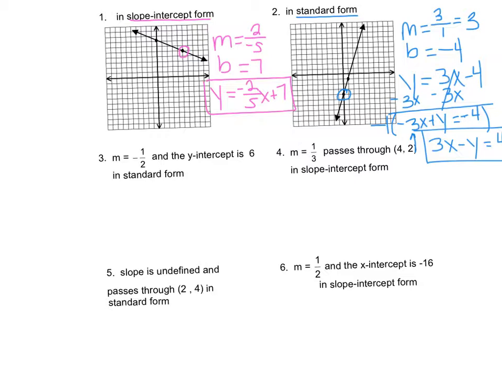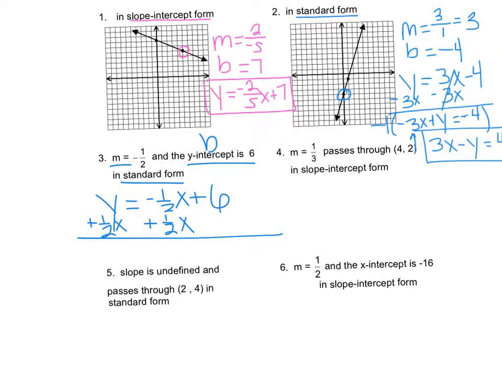Okay, so number 3, this time we're given the slope, which is negative 1/2, and the y-intercept, which is 6. Okay, so your y-intercept is the same thing as b. We're putting it in standard form. I'm going to go ahead and plug it into slope-intercept form first, and then we can change it to standard. So I want x and y to be on the same side of the equation. So I'm adding the 1/2 x over. So that's 1/2 x plus y equals 6.